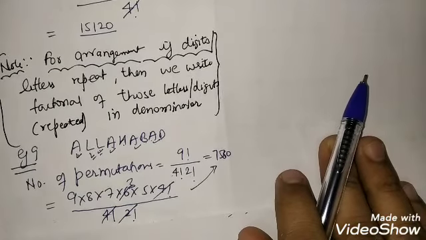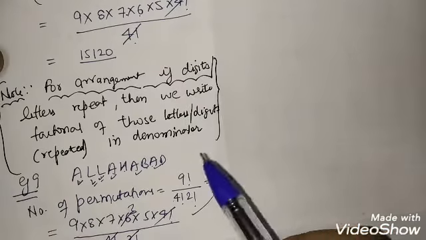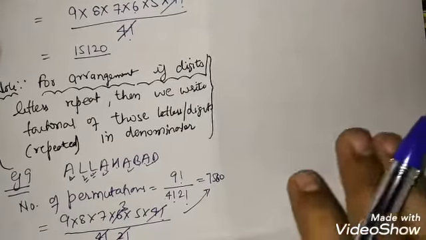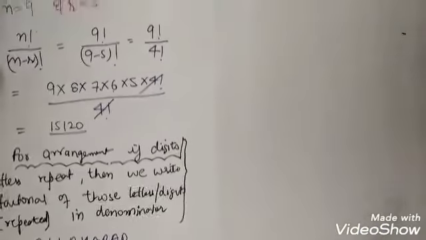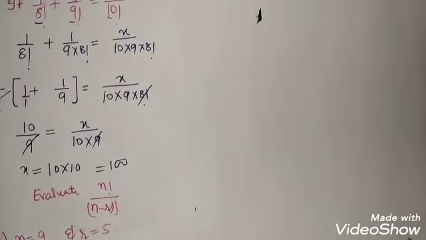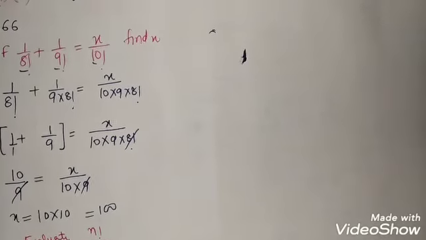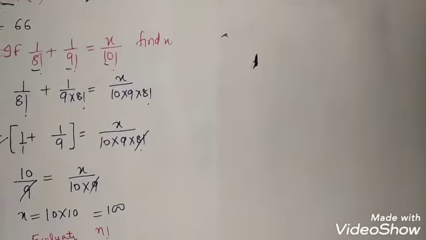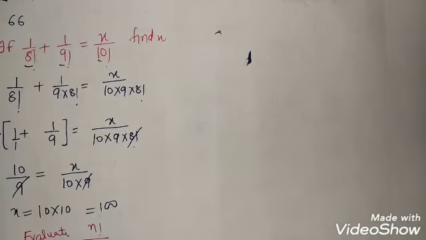Same is the case for letters like Mississippi. You can do Mississippi by yourself, or your name. You can find out the number of permutations for your name. You can pause the video and find out the number of ways, the number of permutations for your name. Take any name that you want to consider and find out the number of permutations.